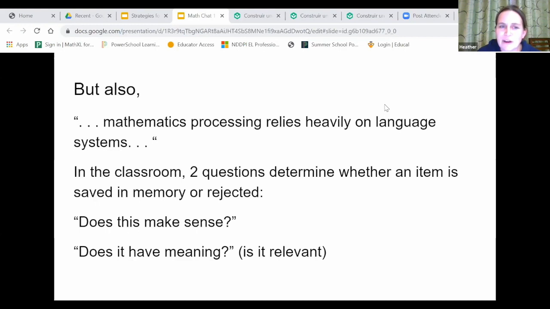And then this part I thought was interesting too, that there were 2 questions that decide if what you're teaching them is going to go into memory or if it's going to be rejected. And it's probably just extra tricky for EL students to be able to make sense of things, or to attach meaning to something, or just decide if it's relevant if they don't fully understand what you're talking about.